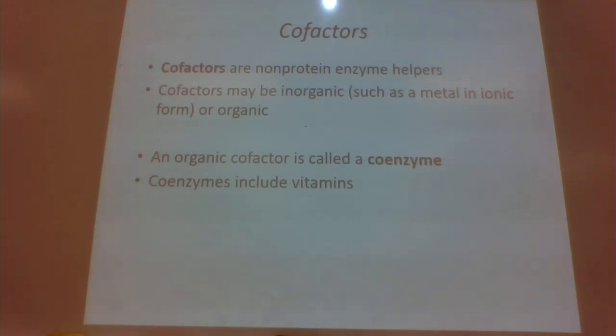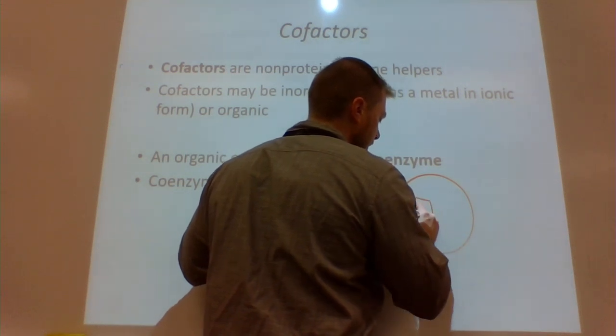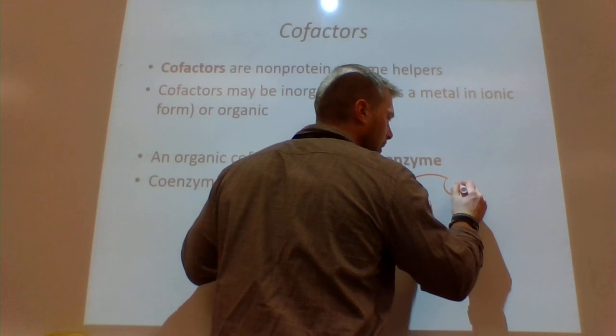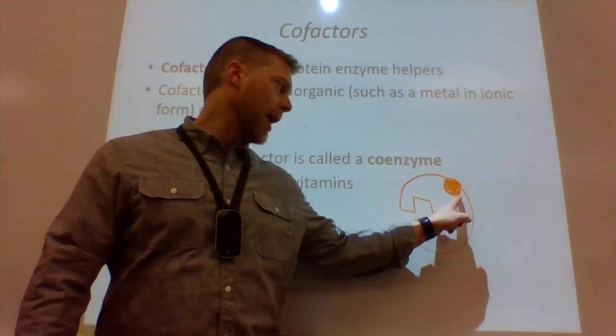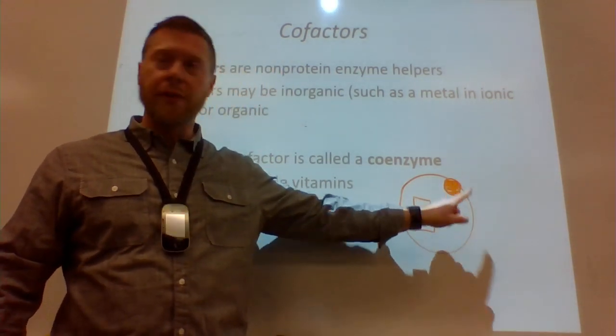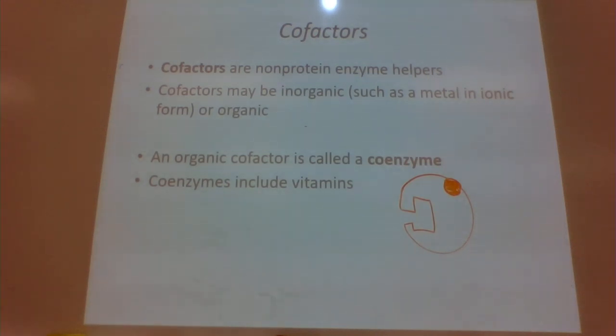If the cofactor is organic, meaning containing carbon, we typically call it a coenzyme. So the way that we describe coenzymes and cofactors is that they are enzyme helpers. So this might be the enzyme, this might be its active site, and this enzyme does not work properly unless it has this coenzyme bound to it. So this coenzyme right here is essential for the functioning of this enzyme. Does that make sense to you? And the only difference between a cofactor and a coenzyme is that coenzymes are organic, cofactors are not.